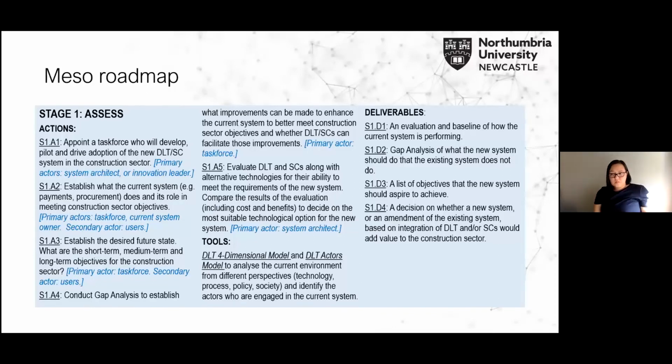Thinking about what the current system does, what we actually want it to do longer term, and what's the gap analysis from where we are now to where we want to be. And then an evaluation of the current technologies offered in terms of DLT and smart contracts, to see whether they could deliver what we need for the application, accounting for the fact that the technology might not be ready for what the application needs at the moment, and there may be something else that's more appropriate.